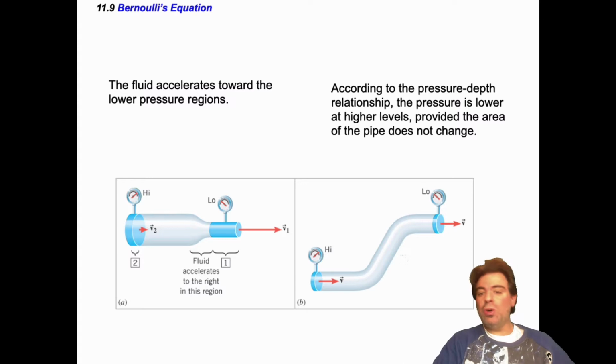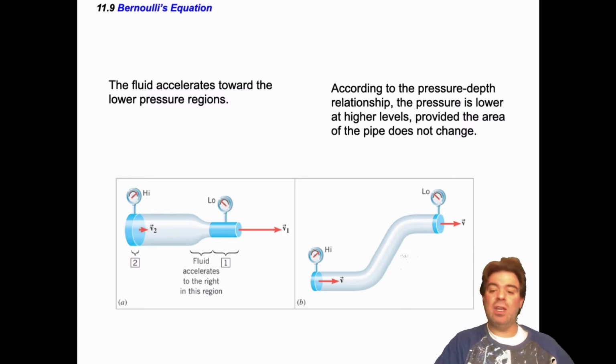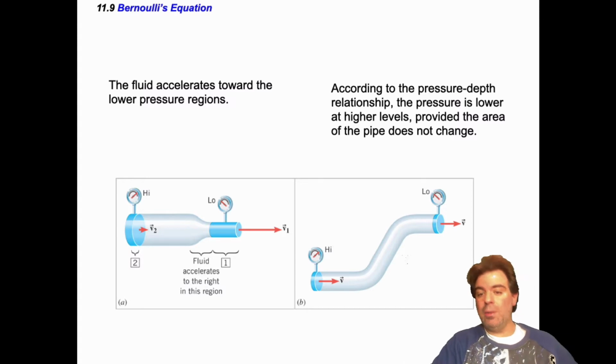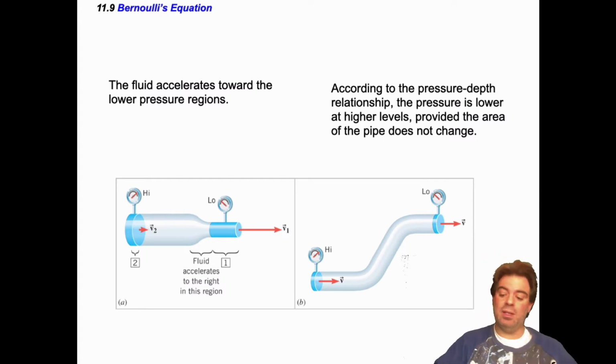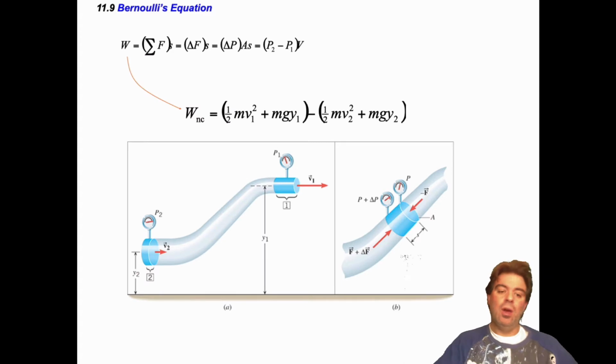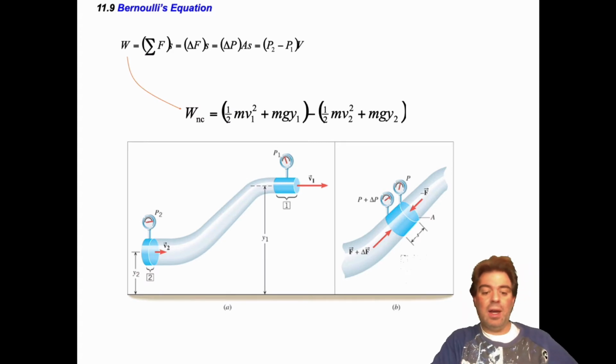And according to the pressure-depth relationship, imagine now we have a tube that changes in height, just like you see in diagram B. So if we look at the two regions, the lower region is always going to be higher in pressure and the upper region is always going to be lower in pressure, provided that the area of the pipe does not change. What if it now does, as we see in diagram A?